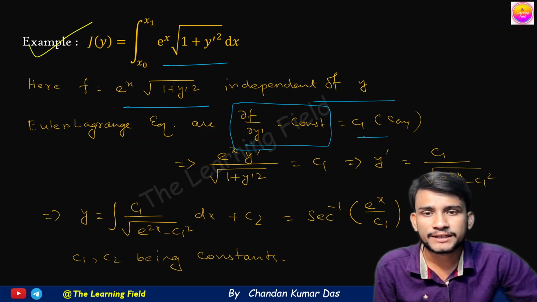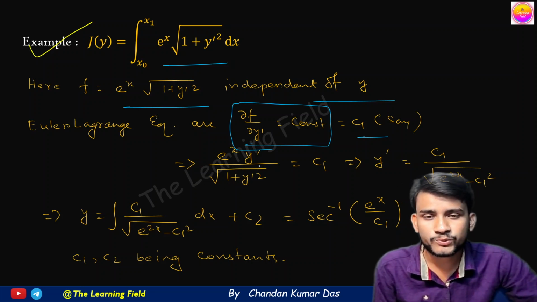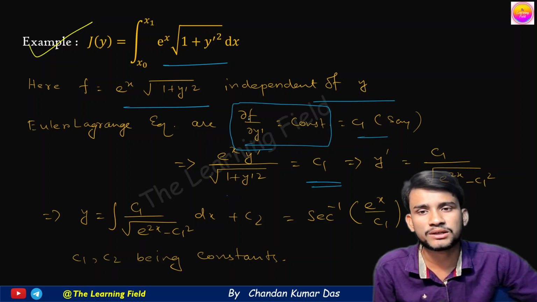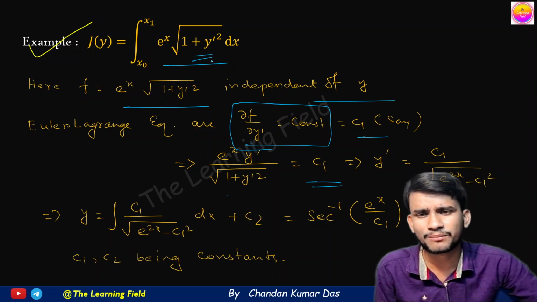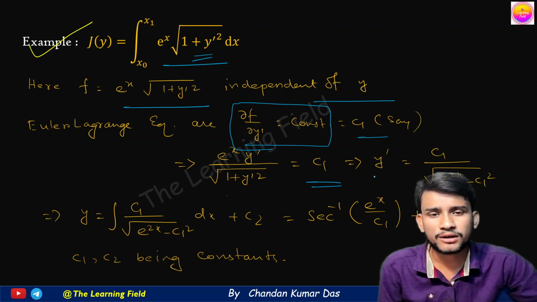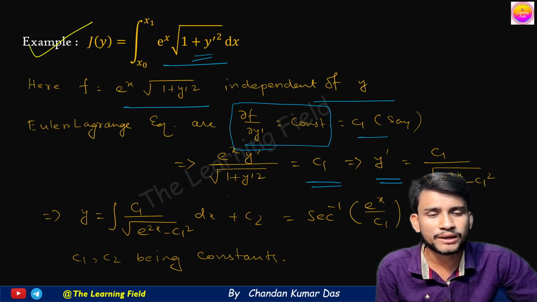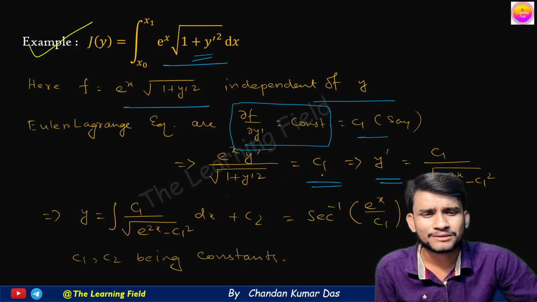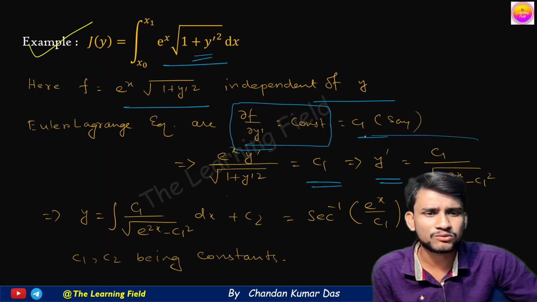So that means ∂f/∂y' means this one: e^x y' / √(1 + y'^2) = c1. That is, if we simply differentiate this term with respect to y', we can write y' = c1 / √(e^(2x) − c1^2). If we square both sides and then find the value of y', we get this one.